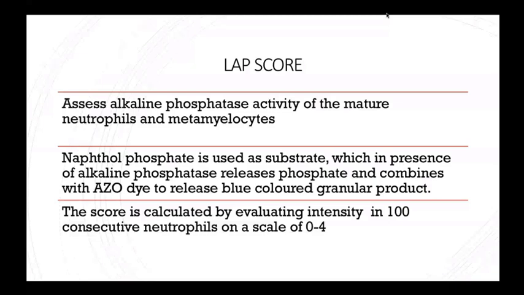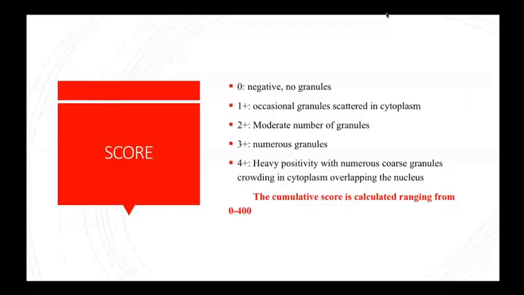So naphthol phosphate is the substrate in this case, and in the presence of normal neutrophilic alkaline phosphatase, the phosphate group is released from naphthol phosphate, and the naphthol then combines with azo dye to release a blue colored granular product. So the score is calculated by evaluating the intensity of azo dye in 100 neutrophils, and a cumulative score is calculated.